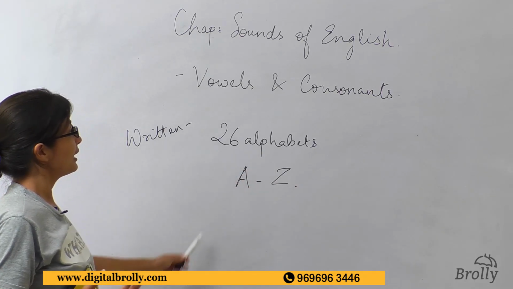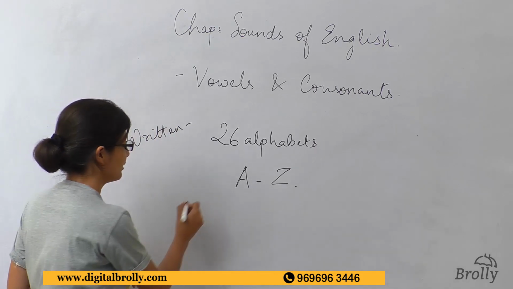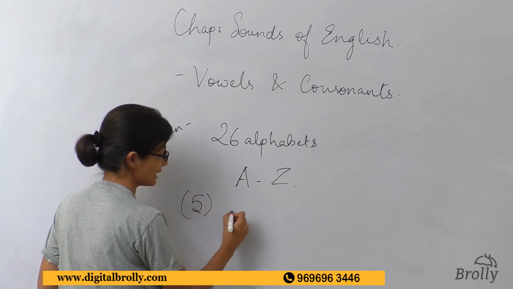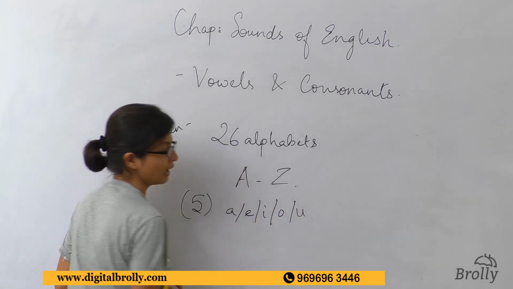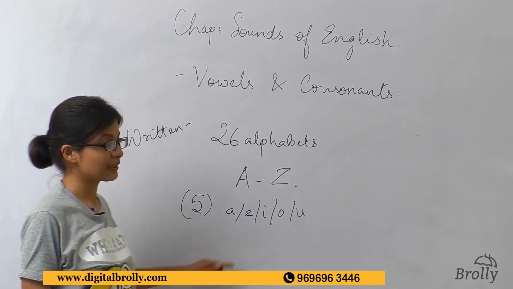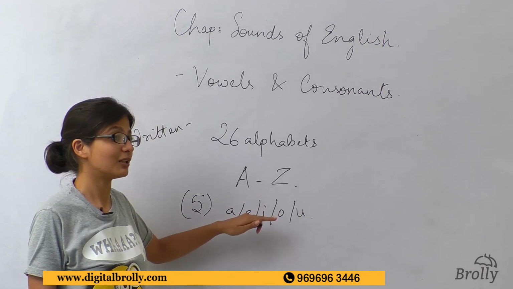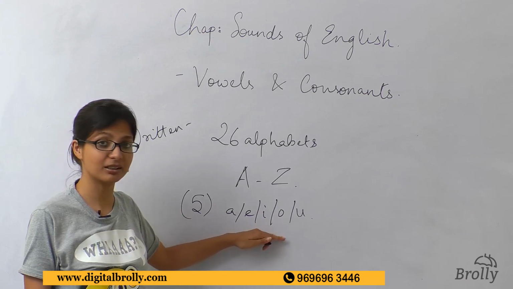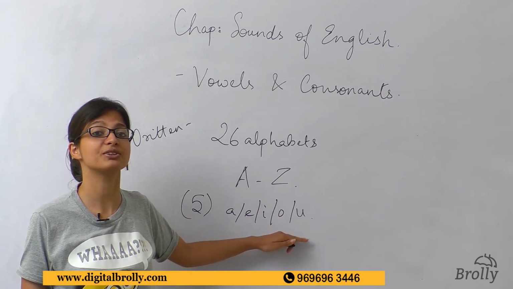For example, if I ask you how many vowels are there in English, you would tell me 5. That is A, E, I, O and U. However, what I am trying to explain here is these are the written denotative markers of all the vowel sounds that are produced in English.